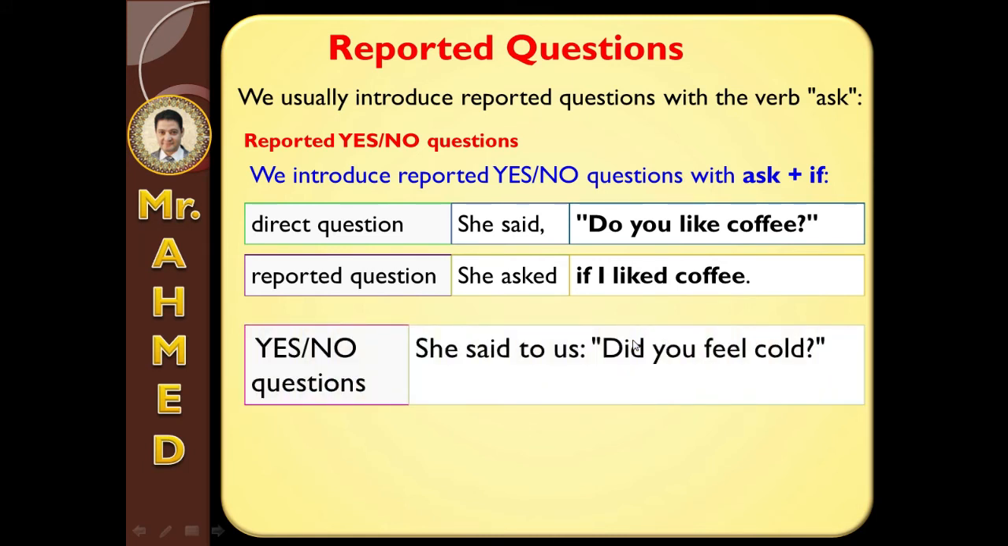Yes or no question: she said to us, "Did you feel cold?" Now it is in the past. We will see how to change it. She asked if we had felt cold. So this is past simple, and we changed it into past perfect, had felt.